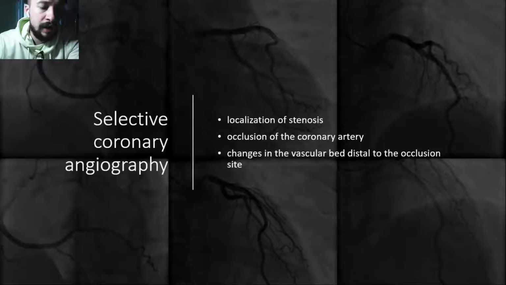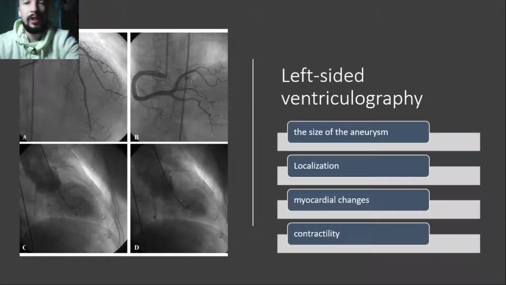Selective coronary angiography makes it possible to clarify the localization of stenosis or occlusion of the coronary artery, and to assess changes in the vascular bed distal to the occlusion site. Left-sided ventriculography makes it possible to accurately determine the size and localization of the aneurysm, changes in the myocardium due to the pathological process, and to assess the contractility of the remaining part of the left ventricular myocardium as a whole.